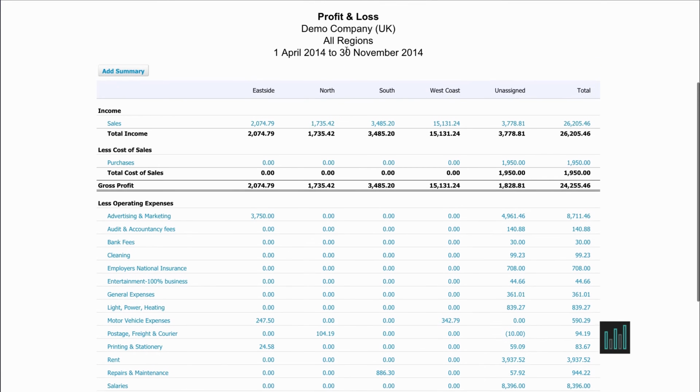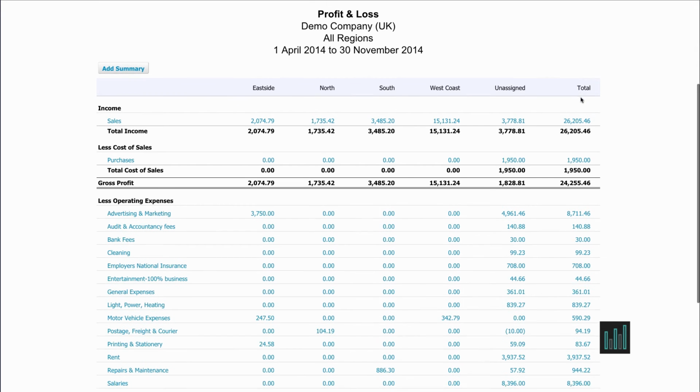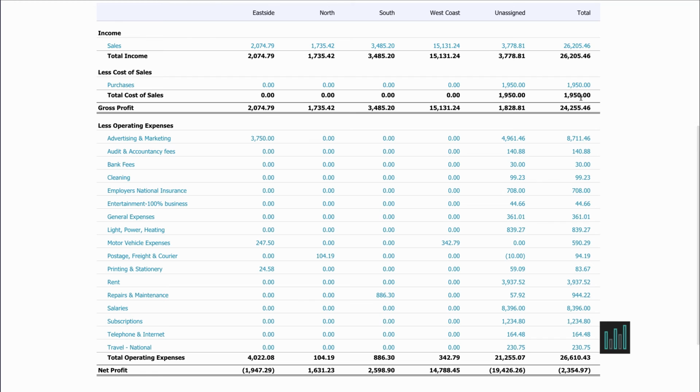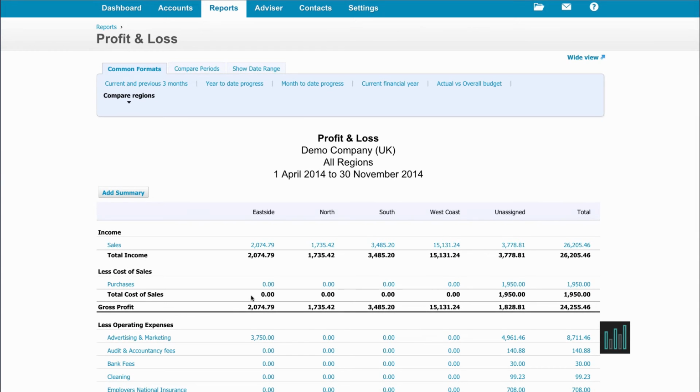So I can see the profit and loss of the current financial year for each of the regions, and then any transactions that have not had a region assigned to it are in the unassigned column, and the total is the actual profit and loss for the year to date. And we can compare our regions, or however we've set up our tracking categories, to see how they are doing. And we can see that the West Coast has done extremely well, whereas the East side is making a loss. So that's the profit and loss, sometimes known as the P&L.